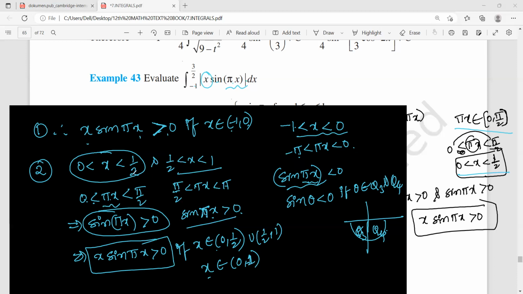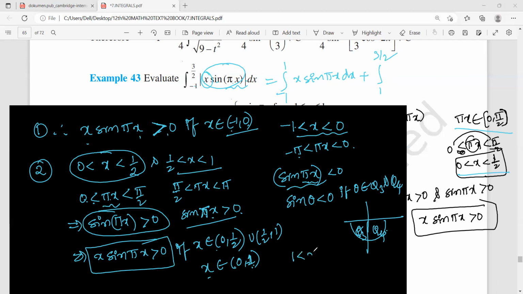That is the reason. Minus 1 to 1, it is completely positive. Minus 1 to 0 positive, 0 to 1 positive. If it is positive, write as it is. Minus 1 to 1, x sine pi x you write as it is. Then 1 to 3 by 2, now you can do. 1 to 3 by 2.